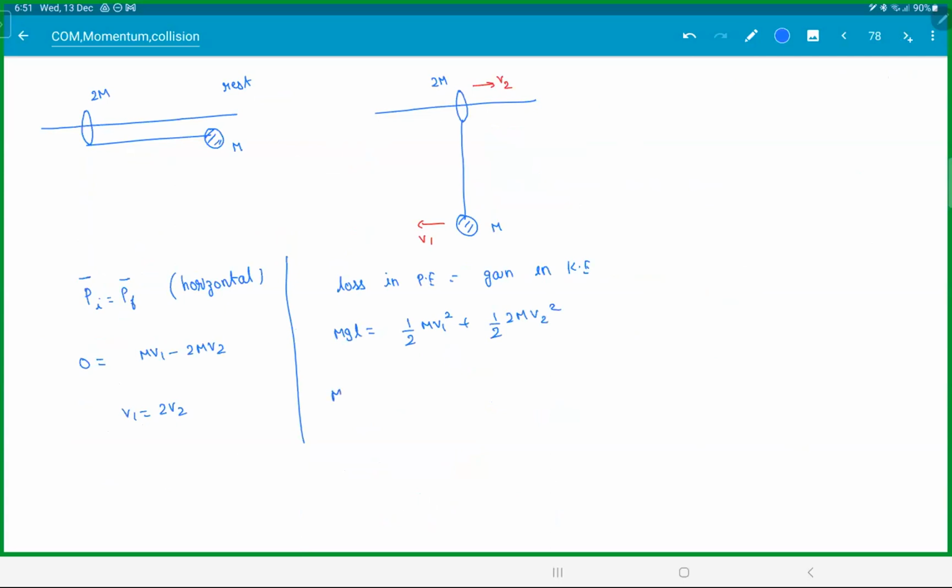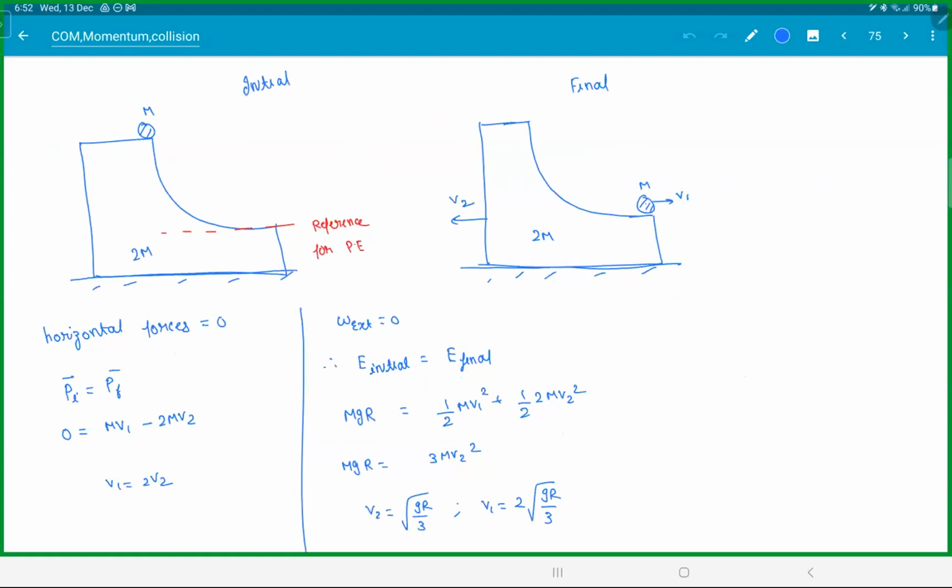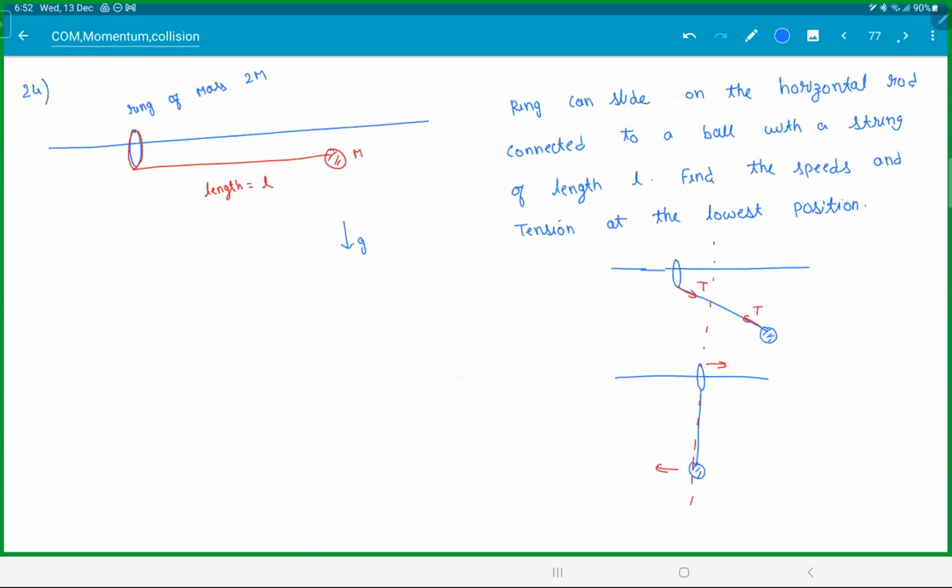Take v1 and substitute there. You get mgL. If you substitute there, this will be 3/2 m v2 square. V2 will be root over 2gL by 3. And v1 will be 2 times root 2gL by 3. Check. Same thing. I think 2 will not come.